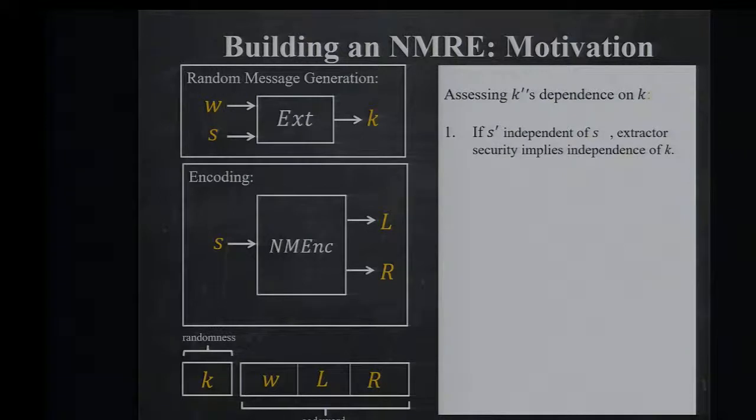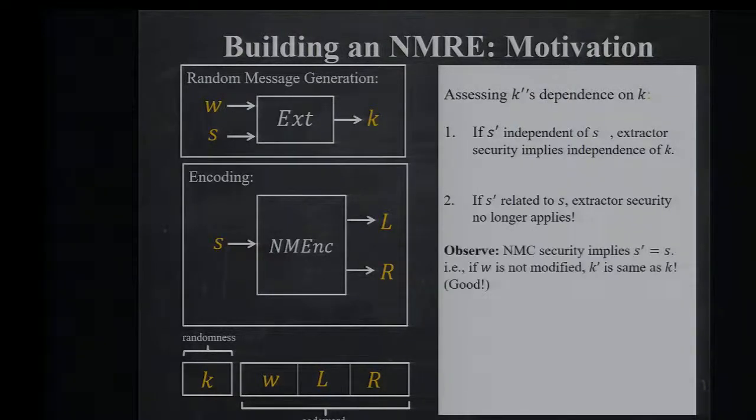And now what happens if there is tampering? Let's see what happens if S prime is independent. If S prime is independent, then you're taken care of because of extractor security. If S prime is related, then we're in trouble because extractor security no longer applies, but still we can dig deeper and see how to prevent this.